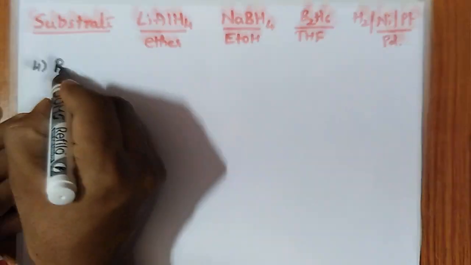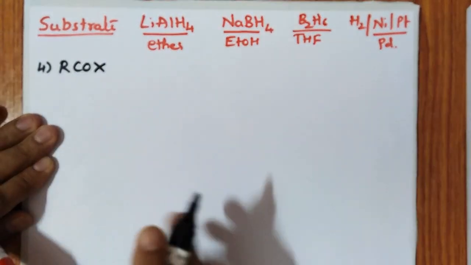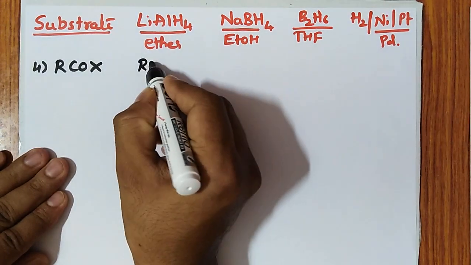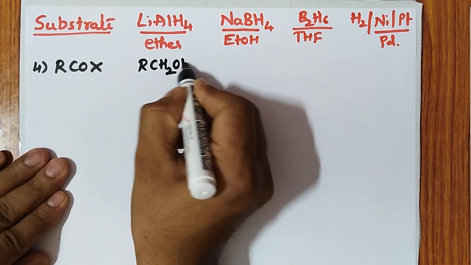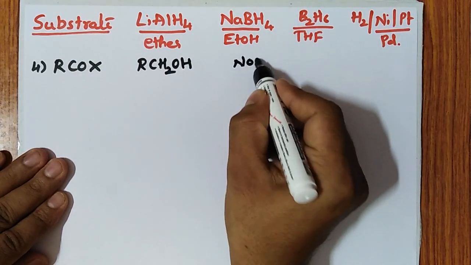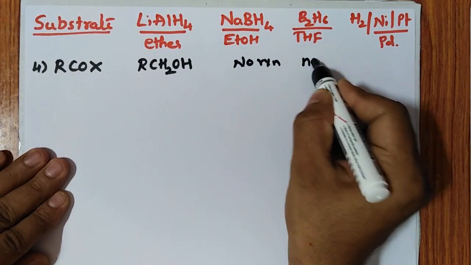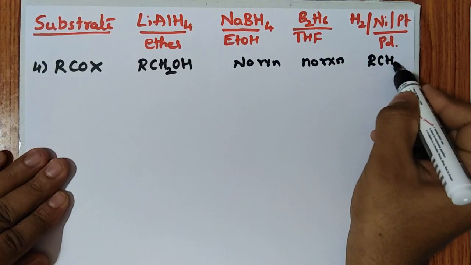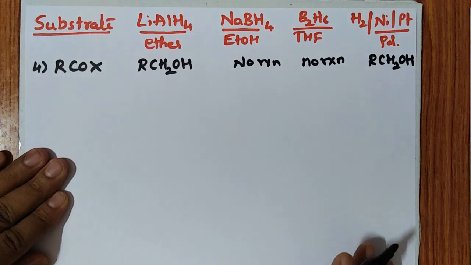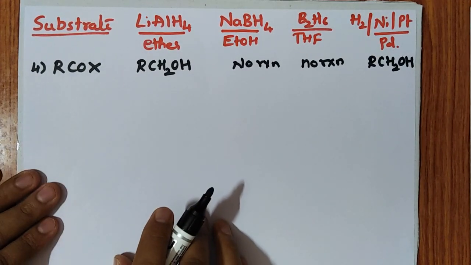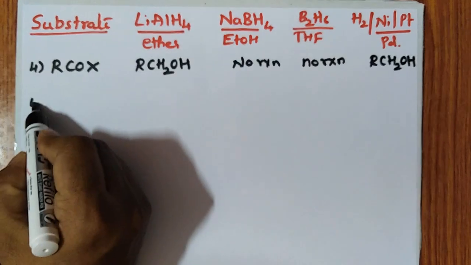RCOCl, or you can also write it as RCOX, acid halide. RCOX is nothing but acid halide I am going to take. Here you are going to get RCH2OH once again with lithium aluminum hydride, and here there is no reaction. Here also there is no reaction, and here you are going to get RCH2OH. Here also you are going to obtain RCH2OH. That is the fourth one. Then we will see the fifth one.